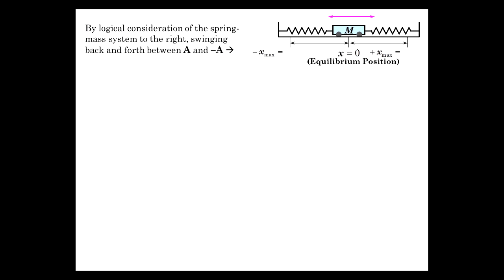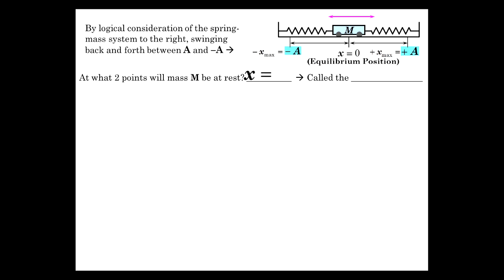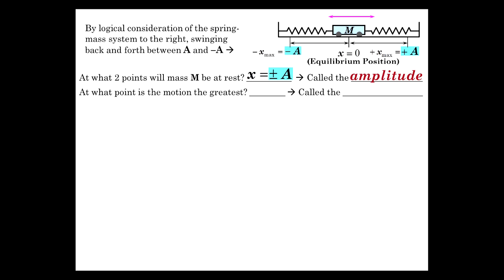A few more introductory comments and definitions. So we have this mass oscillating back and forth between these positions here, between what we call A and minus A. Those are special locations, the full extent of the swing. So where will the object M be at rest? Well, it's at rest when it comes to a stop, obviously. So that's where x is equal to plus or minus A. And this is what we call the amplitude of the vibration, or the oscillation. So the amplitude is the largest extent of the displacement of the mass.